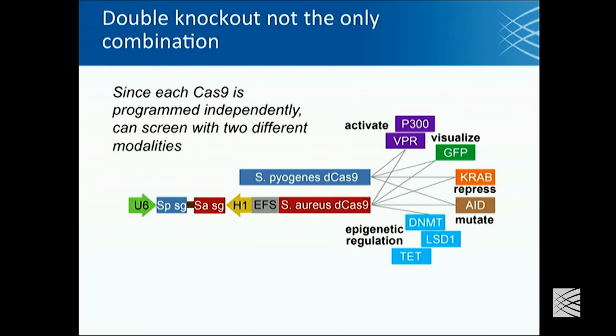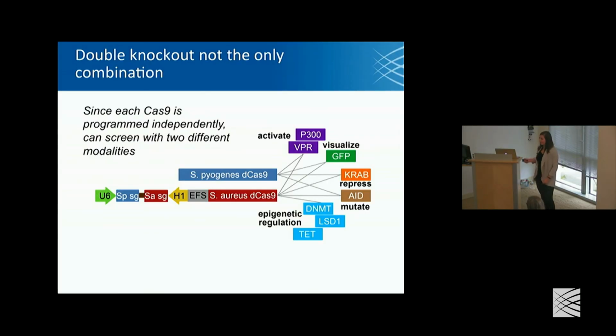There are exciting possibilities of the system. Double knockout is not the only combination. Each Cas9 is programmed independently, so you can have knockout with up, you can have up and down. There's a lot of different possibilities for the system, which is very cool.